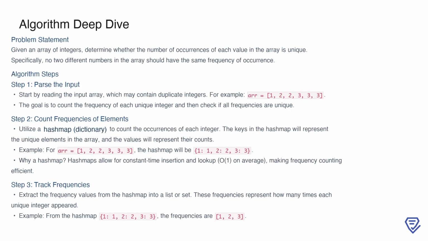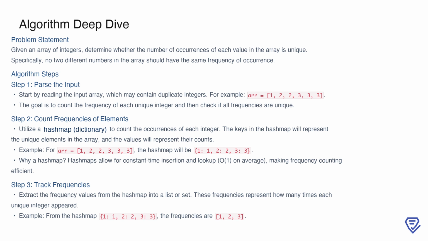constraints. To solve this problem, we need to determine if the number of occurrences of each value in the array is unique. This means that no two distinct numbers should share the same frequency of appearance. First, we start by parsing the input array, which might contain duplicate integers. For instance, consider the array 1, 2, 2, 3, 3, 3.